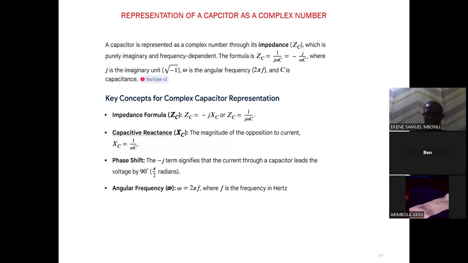A capacitor is represented as a complex number through its impedance. If the impedance is ZC, it's an imaginary number and frequency dependent. So we say that ZC is equal to 1 over jωC, where j is an imaginary number, and 1 over j is equivalent to minus j, where j is the imaginary unit, equal to the square root of minus 1. ω is the angular frequency, 2πf, as I've said before, and C is the capacitance.